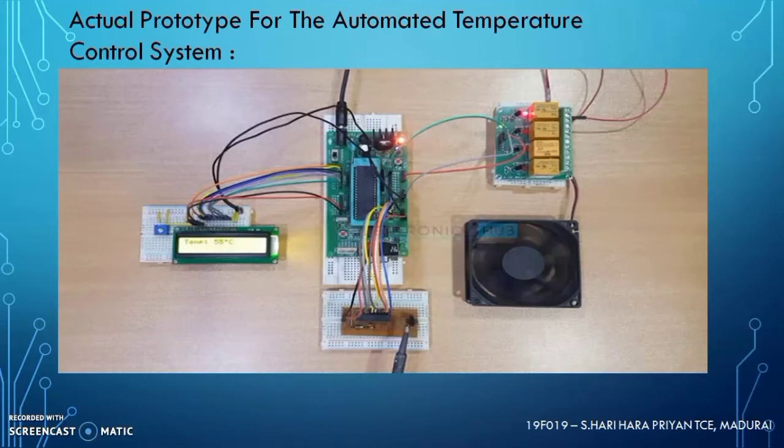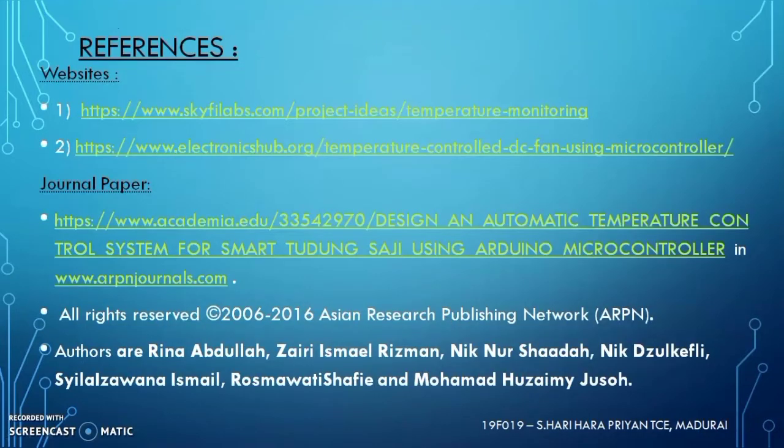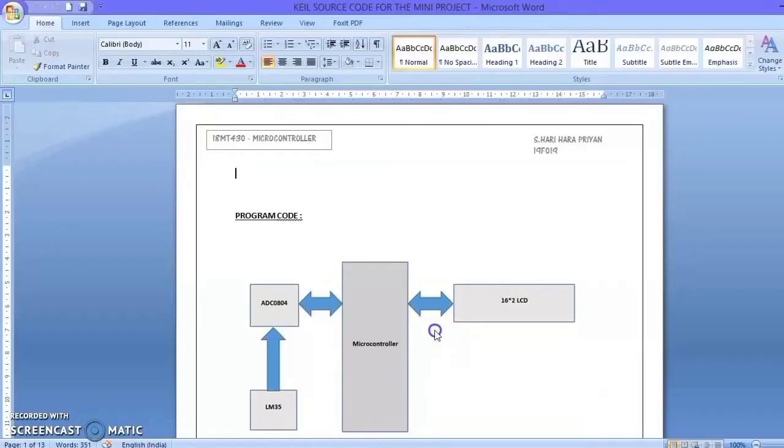Here you can see an actual prototype of the automated temperature control system, where we have an LCD display which displays the output temperature in that particular environment, an exhaust fan which is made to turn on or off, and then the microcontroller. These are the websites and journal papers I referred to for designing the automatic temperature control system.